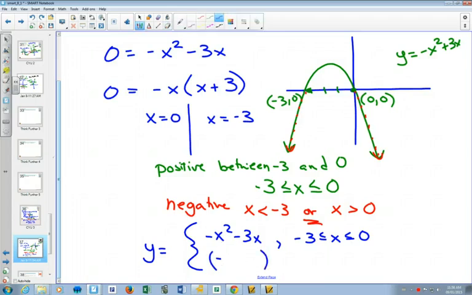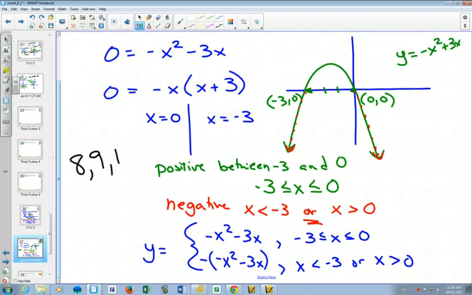Whoops. And if you'd like to distribute that negative through, it might be nice because it becomes just x² plus 3x, but you wouldn't have to. Just make the whole thing negative when x was less than -3 or when x is bigger than 0. And this is piecewise, so 8, 9, and 13.